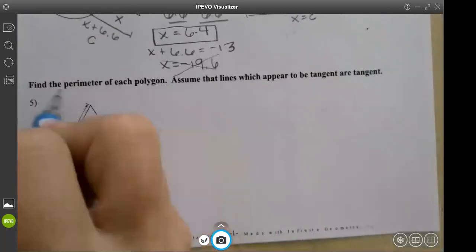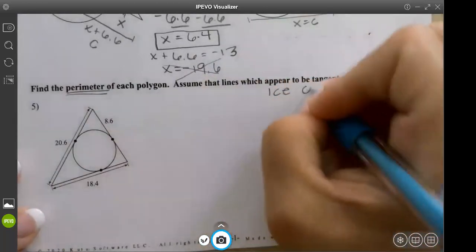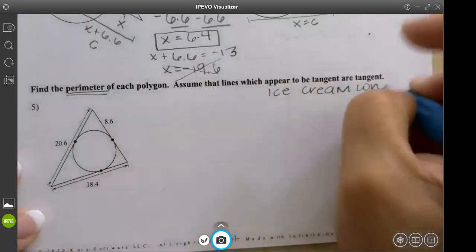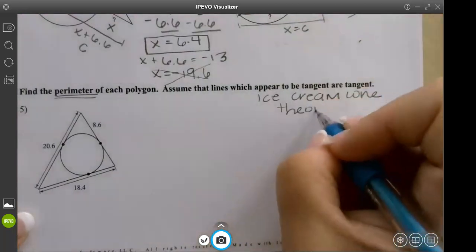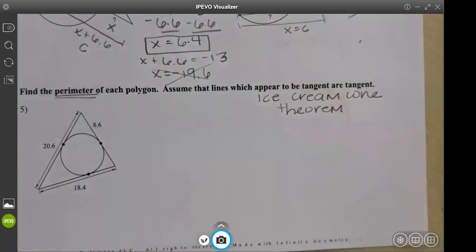All right, so perimeter is the easy one. I call this the ice cream cone theorem. You know, in geometry, you have theorem 2.6 or something like that. So this is a theorem. I do not know what number it is. I honestly don't care that you know what number it is. I just call it the ice cream cone theorem.